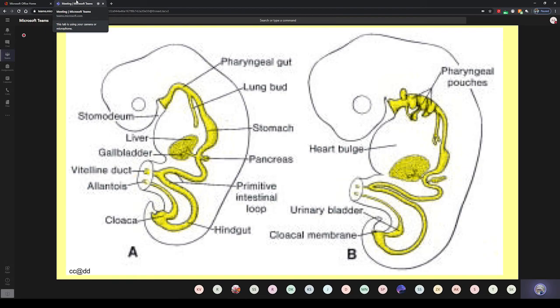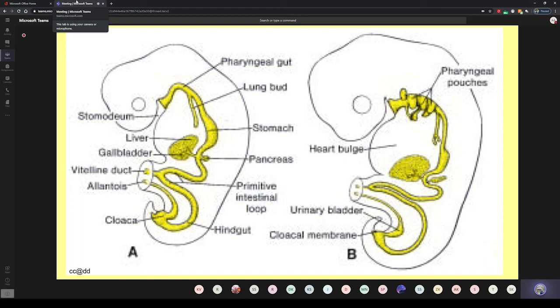So let's see. Yeah, only one point I will emphasize, for the reason this slide is here: please note, even the respiratory system, you can see in the picture on the left side, there's a lung bud, okay?